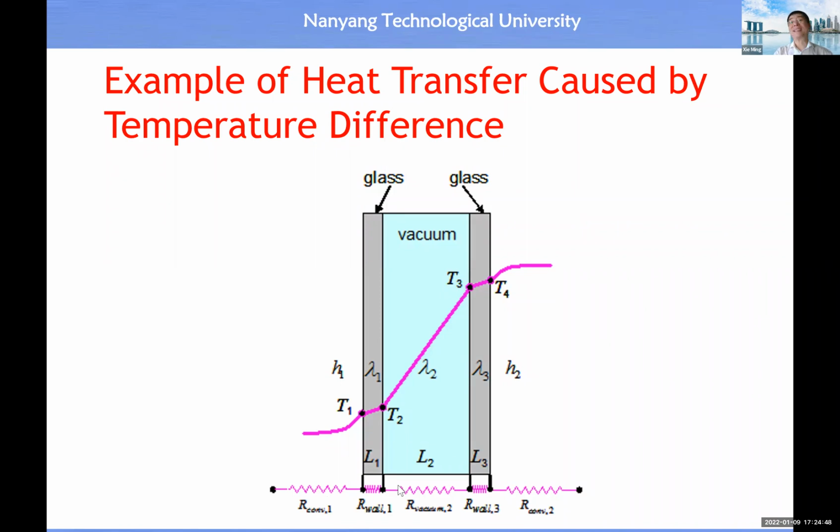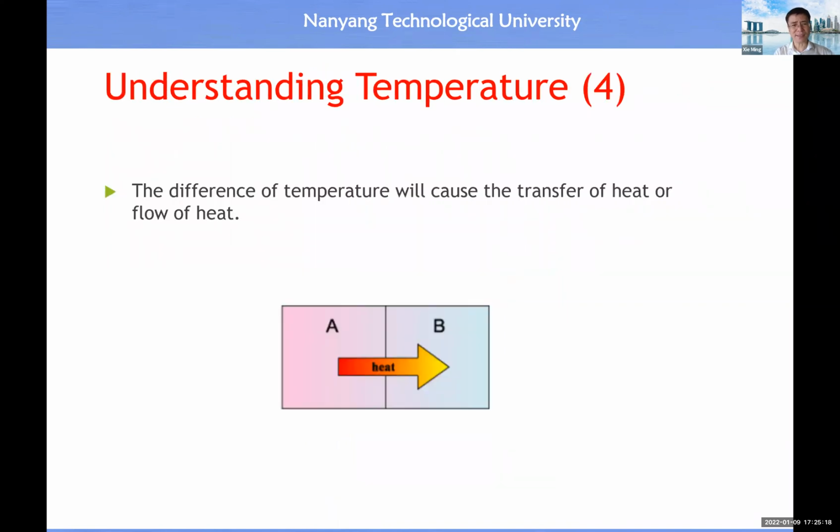So then you will see, actually we can use an electronic circuit to represent the phenomenon of flow of heat. You just imagine the flow of heat is like a flow of electrons, all right? Then temperature is similar to voltage. Then it's easier for you to understand, okay? The phenomenon of thermal energy when it passes through different materials in space, right?